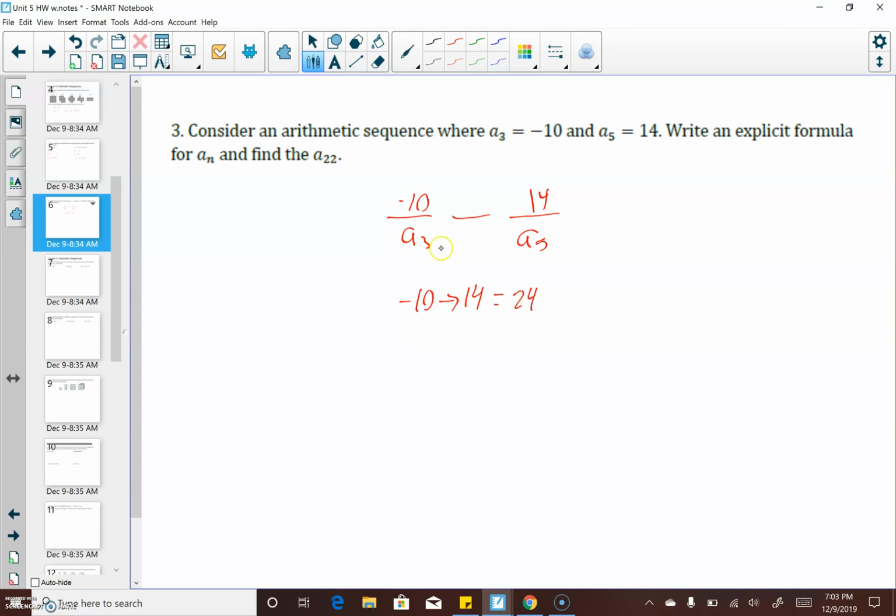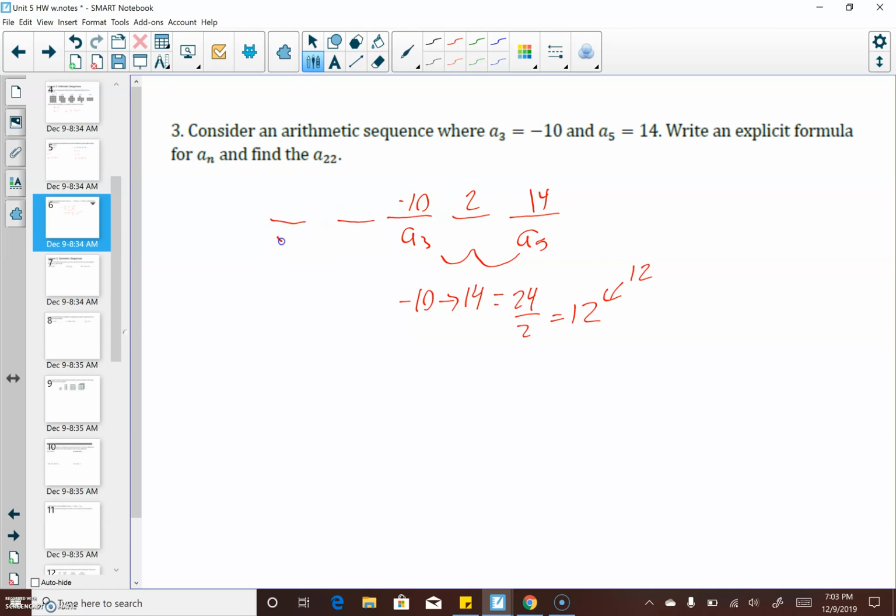Now we're only going to add that 24 two times. So as we go from here, it's only 1 to the middle and then 1 over. So we're only going to divide that by 2, and that's going to give us our 12. So there's our common difference. And if we check that here, negative 10 plus 12 is 2, 2 plus 12 is 14.